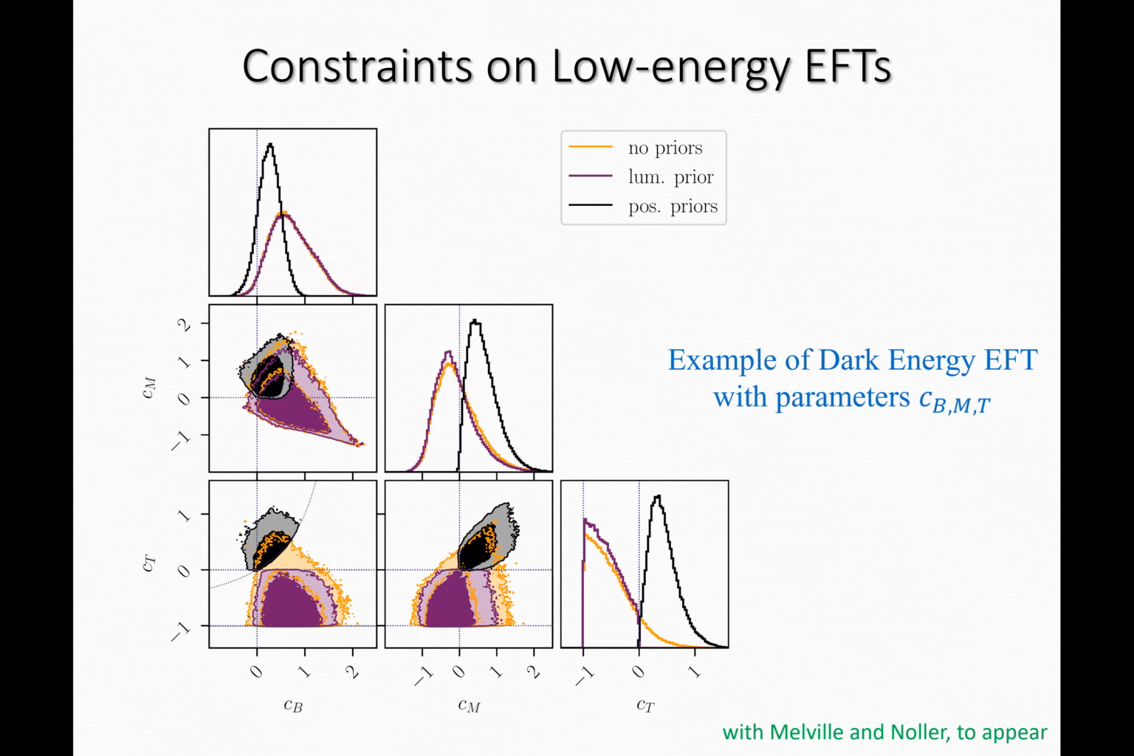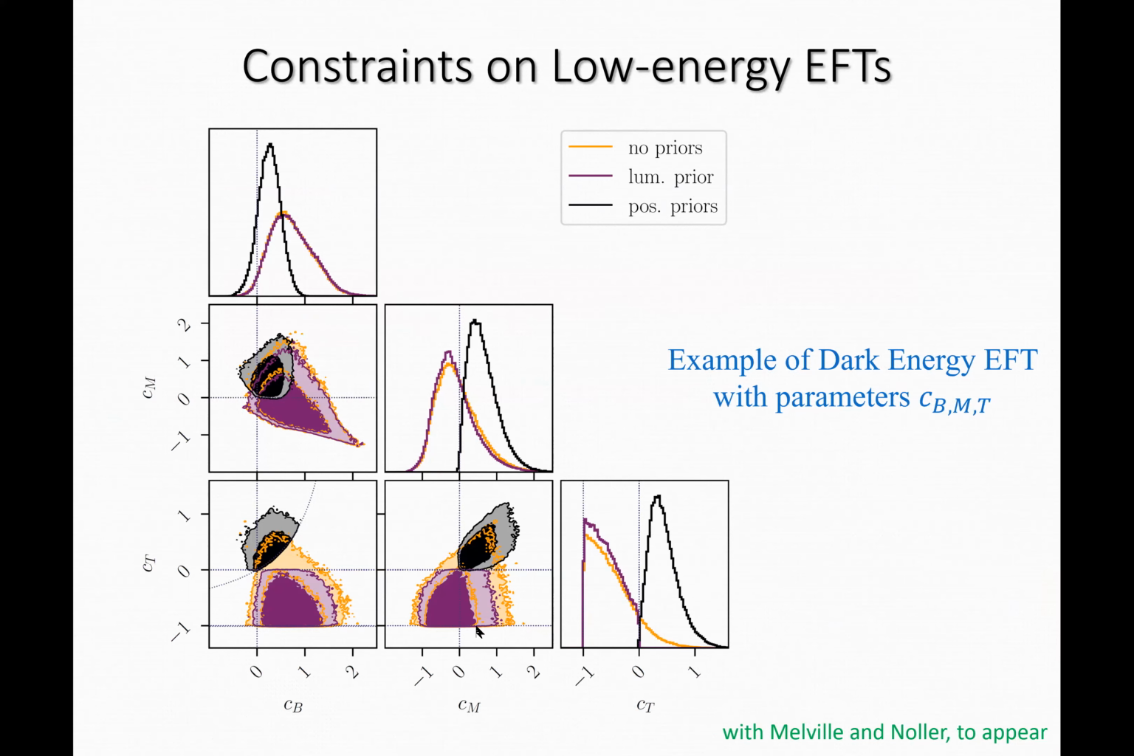So this is just a particular, probably naive, but still simple and illustrative example of a dark energy effective field theory, which has some specific parameters, coupling constants in it: CB, CM, CT. They roughly parameterize the way the dark energy field couples with itself and with the tensors. It doesn't matter too much.